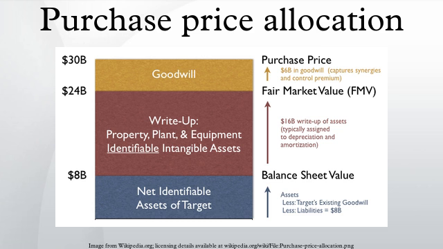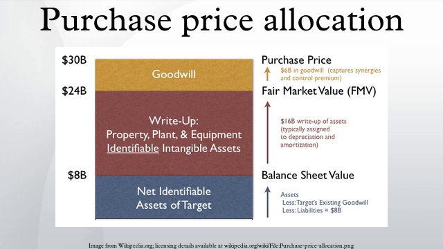The difference between the $8 and $24 billion is $16 billion in write-up. The values of the net identifiable assets are in effect increased to 3 times the value reported on the original balance sheet. The difference between the $24 billion and $30 billion is $6 billion in goodwill acquired through the transaction, the excess of the purchase price paid over the FV of the net identifiable assets acquired.